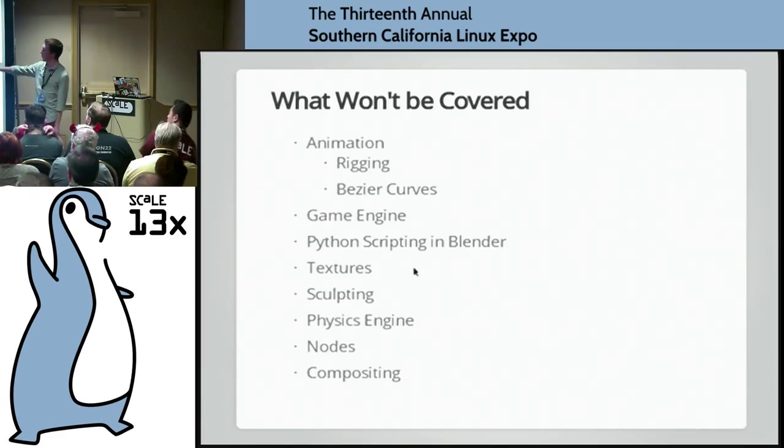What won't be covered, though: Blender has a lot of features. We won't be covering very complex animation things. There's some high-level tools like rigging a character, giving them bones. We're not going to cover that. We're not going to cover the game engine or the Python scripting or textures or sculpting or the physics engine or compositing. Blender's got a lot going on. We only have an hour, so we're going to cover a very small scope and try to cover it very thoroughly. So yeah.